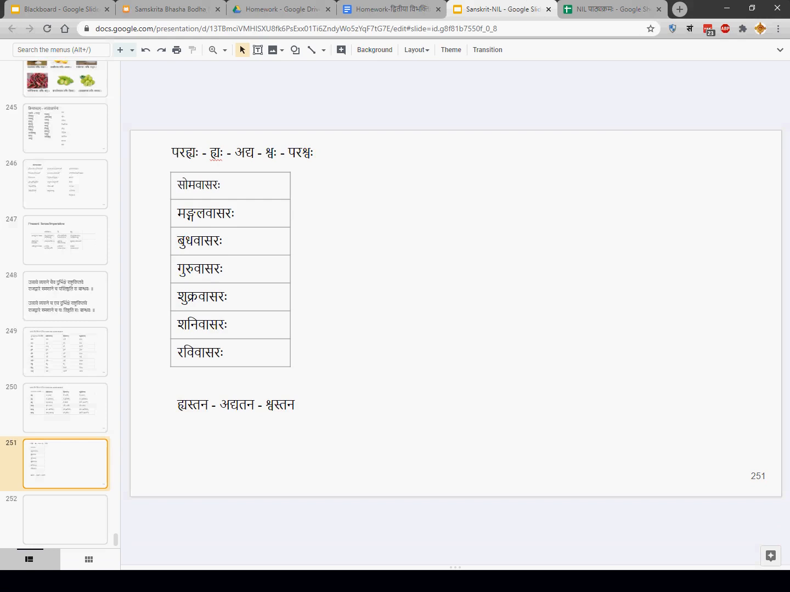So this one, some topic we can cover. How do we say today, tomorrow, day after tomorrow, yesterday, day before yesterday? There are some words here, like on the top. Adya is used for today. Adya means today.